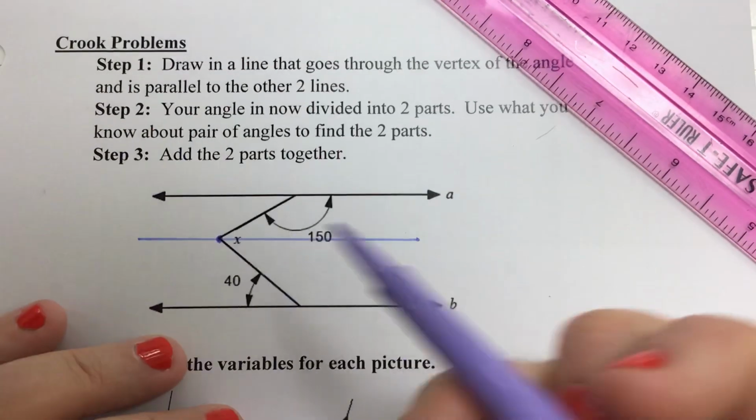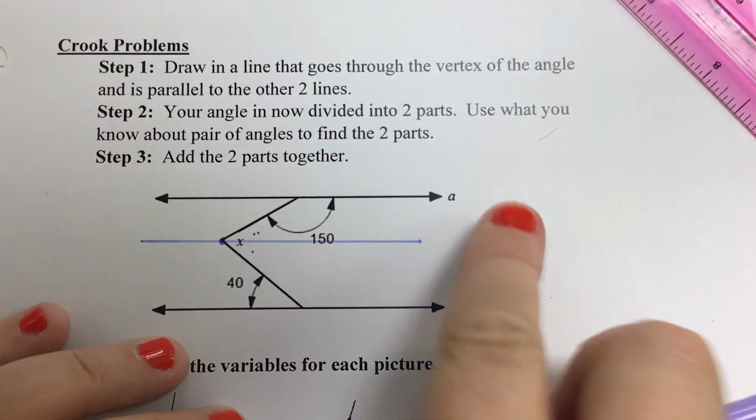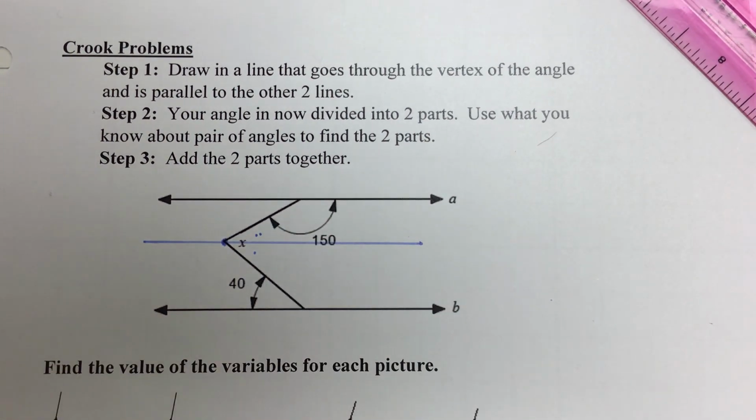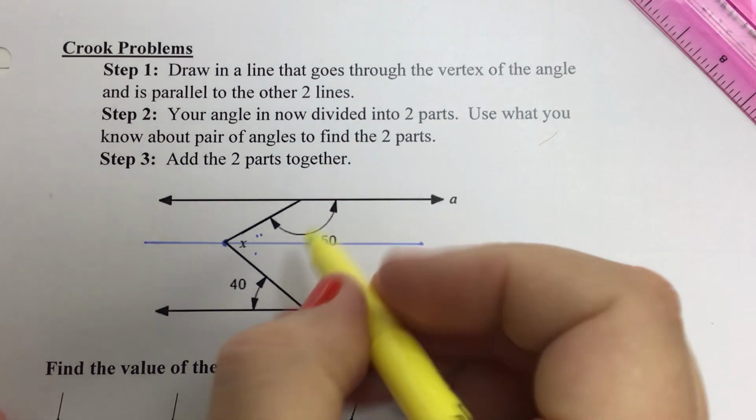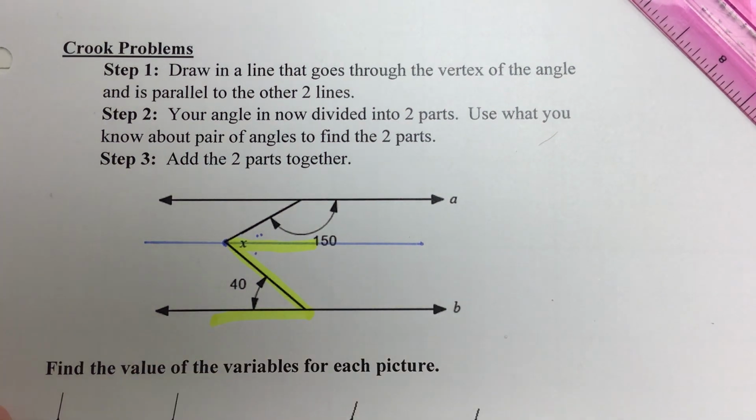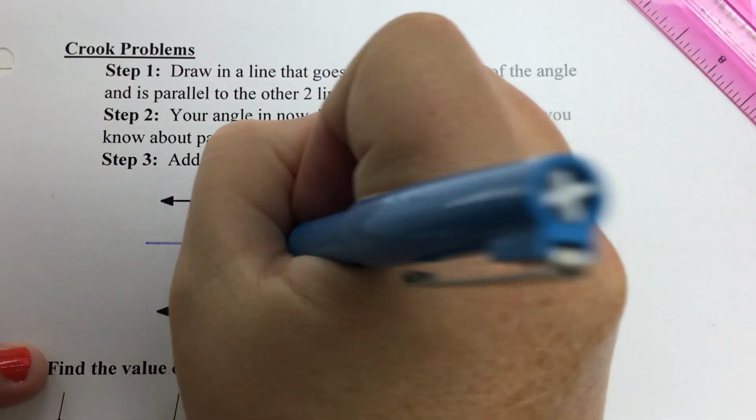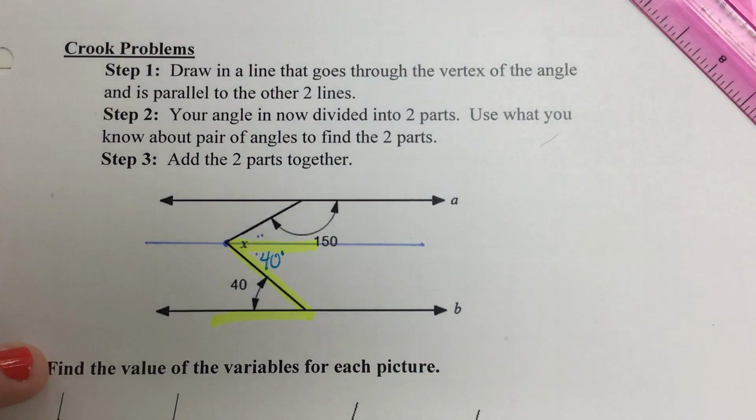So now it says your angle X here is divided into two parts. And it says use what you know about pairs of angles to find the two parts. So when we have parallel lines, again, we have different things we look for. In the bottom part here, if I trace that, everybody see the Z? If you have a Z, that means you have alternate interior angles and they are congruent. So that means this particular angle here is 40.